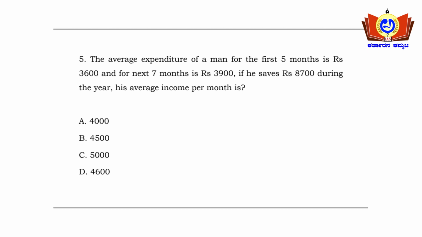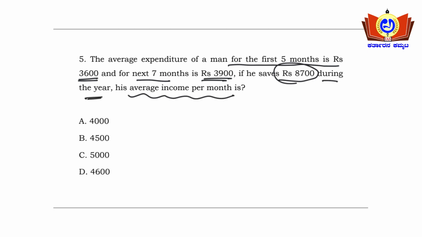The average expenditure of a man for the first 5 months is rupees 3,600 and for the next 7 months is 3,900. If he saves rupees 8,700 during the year, his average income per month is? I'll be solving it on the next page. We know that the average expenditure for the first 5 months is rupees 3,600, so the total expenditure will be 3,600 into 5.